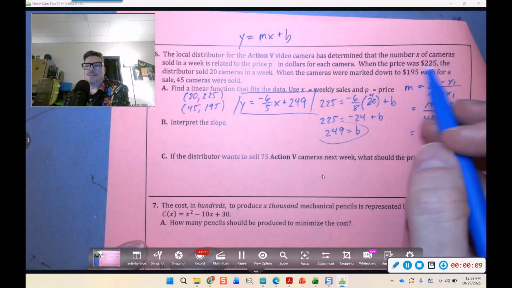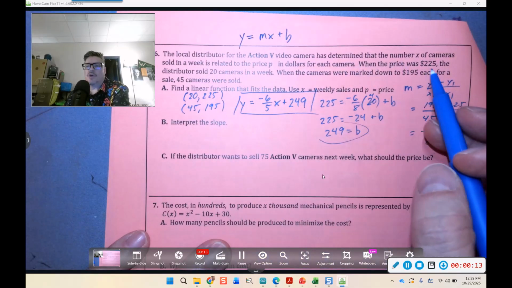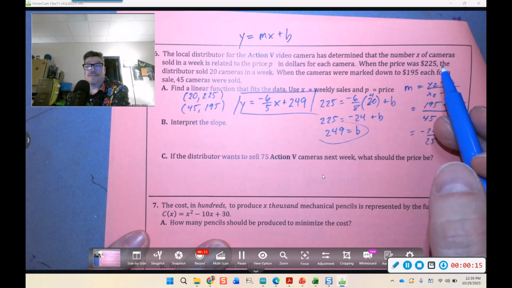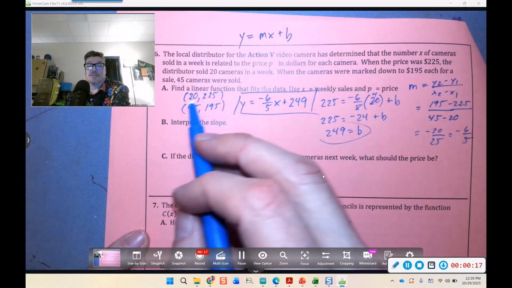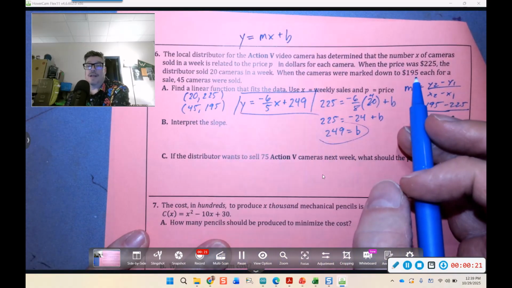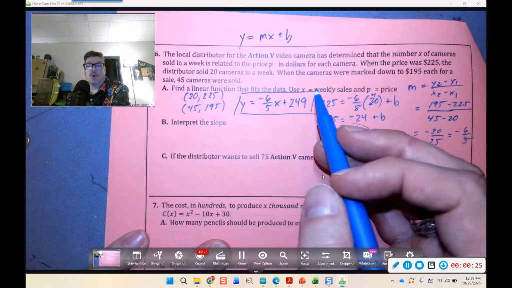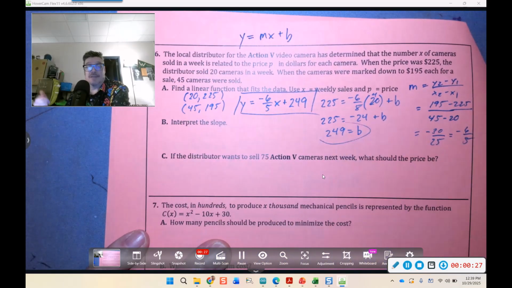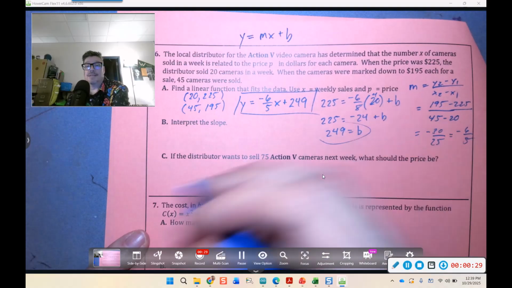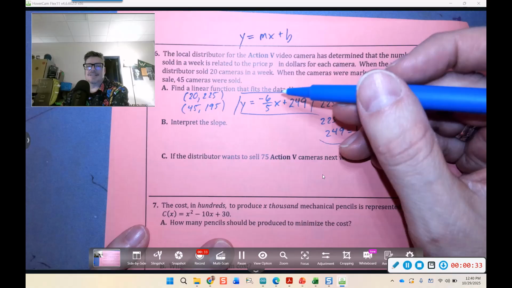The 2 points that we have here are when you have 20 cameras and the price is $225, okay? This is the relationship here. And then if you had 195, it's because you sold 45 cameras. So they told us that X has to be the weekly sale of cameras, how many you sold, and P is going to be that price.